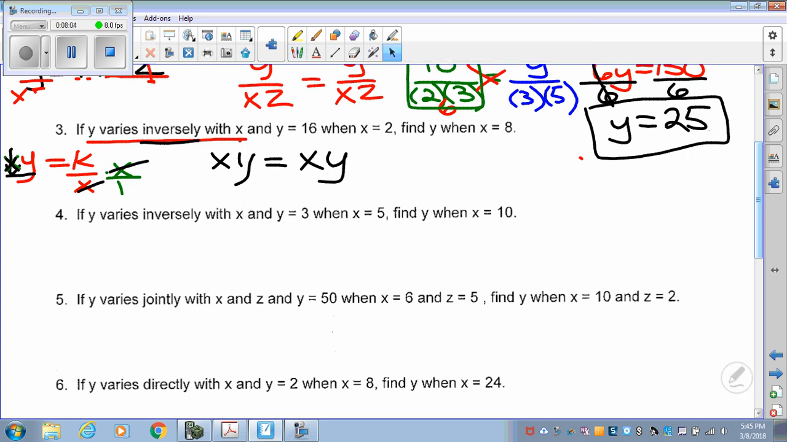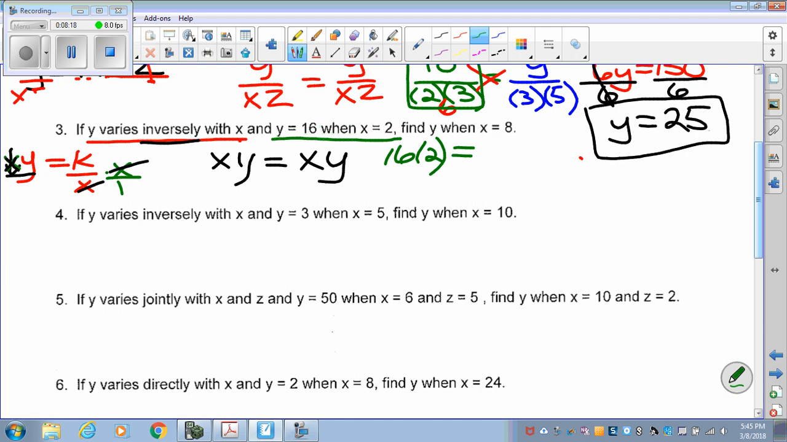All right, and then I'll go ahead and substitute what I've got. I've got y is 16 when x is 2. So 16 times 2 is going to be a constant. And then over here I've got y, find y, so I don't know y when x is 8. So 16 times 2 is 32 equals 8y. If you're multiplying, remember that's commutative, so I can change the order. Now I'll divide both sides by 8, so I get y equals, and then 32 divided by 8 is 4.